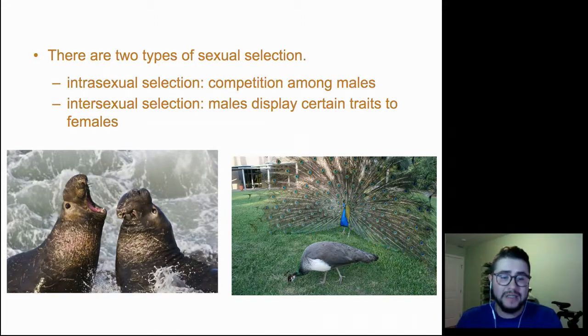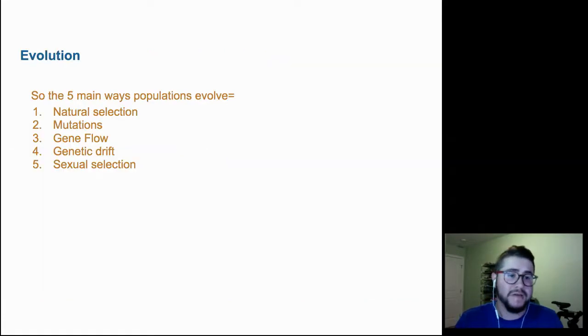So, if we're wrapping up our conversation on these other mechanisms of evolution, we should be able to compile a list of the ways that species evolve. And that's what I have here, right? So, the main ways that populations have been known to evolve. There's still a couple others that we haven't discussed, but these are the five main ways: natural selection, which we've talked about in depth, mutations, like you saw in the lab that we did, gene flow, genetic drift, and sexual selection. So those are the five main ways that populations evolve.